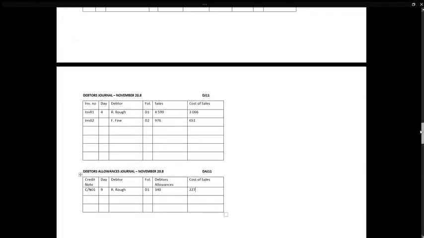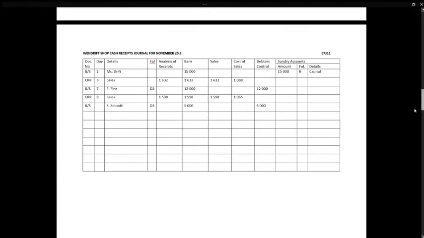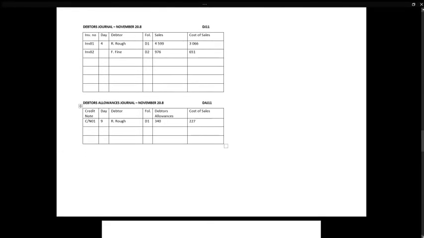Right, next transaction took place on the 9th as well. F. Fine claimed an allowance for shop sold stock supplied to him on the 4th. A credit note for 68 Rand was authorized by the owner. You need to ask yourself here, is Mr. Fine bringing back any stock? The answer is no. So it will have no influence on my cost of sales. So my cost of sales will be 0 in my debtors allowances journal.